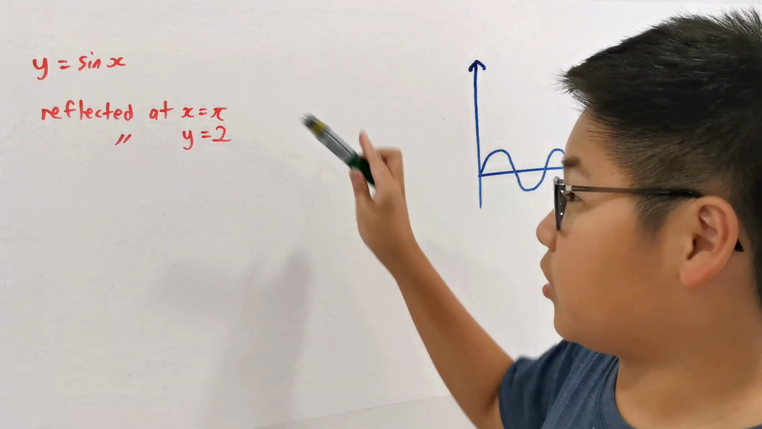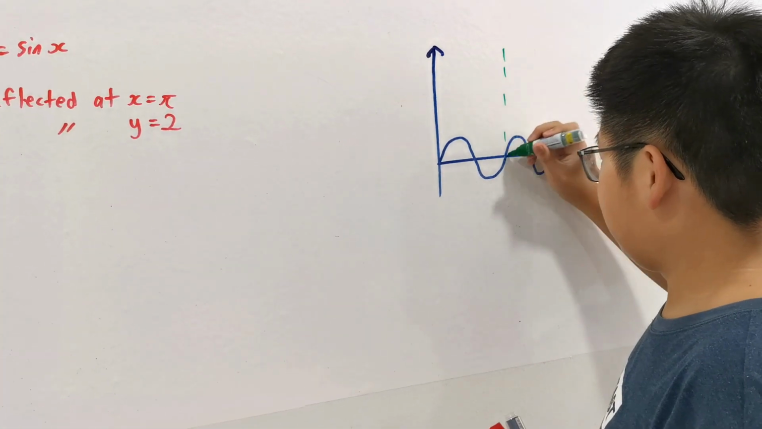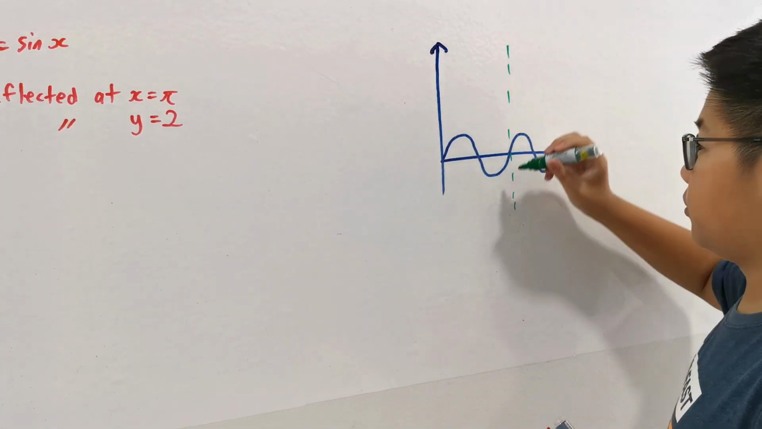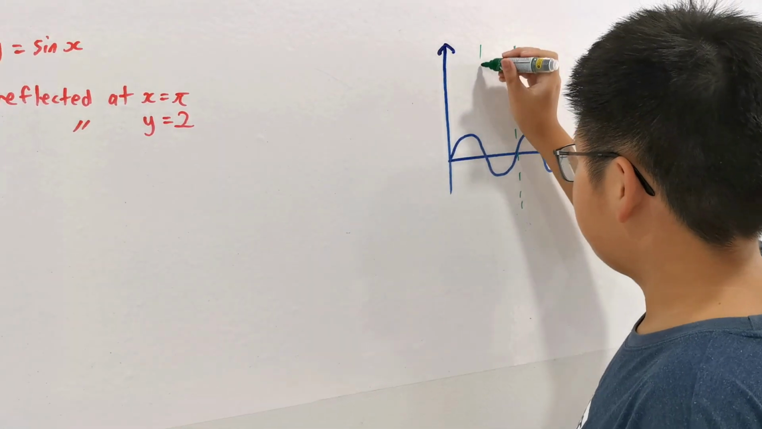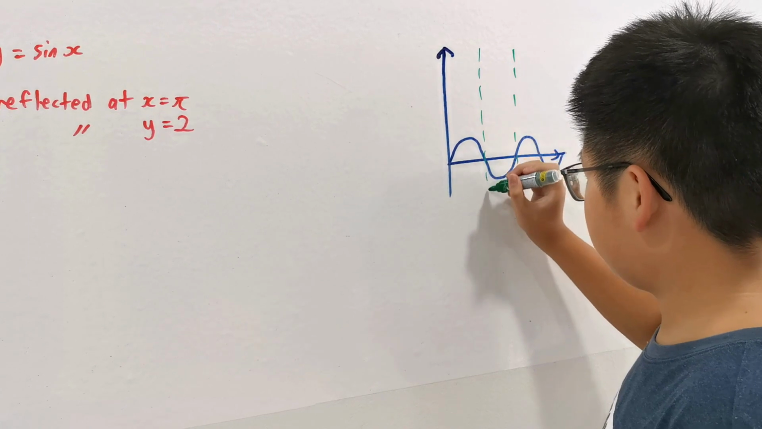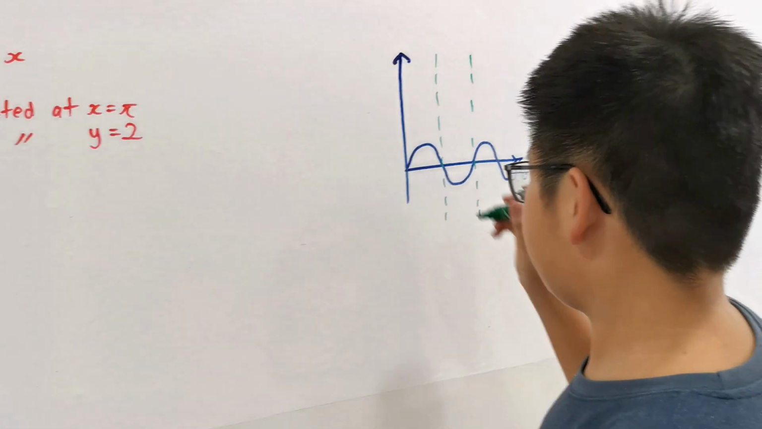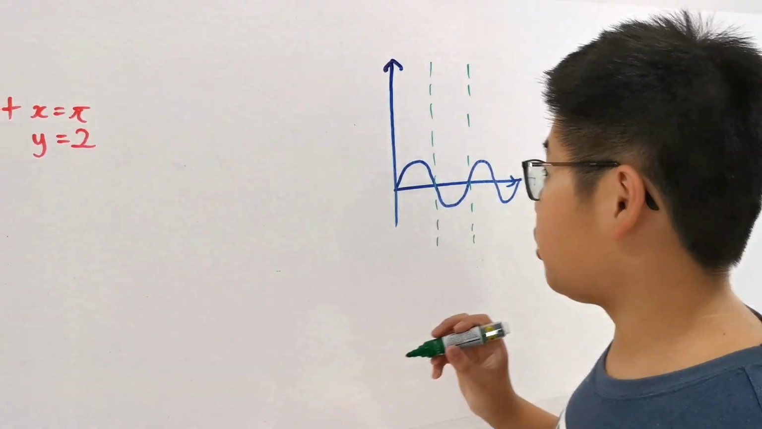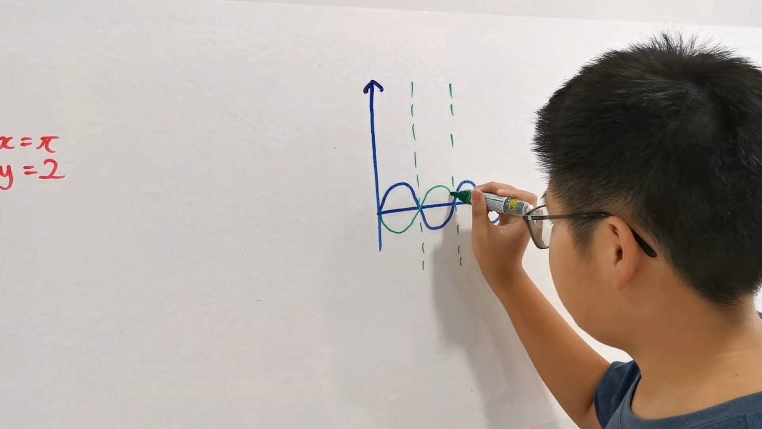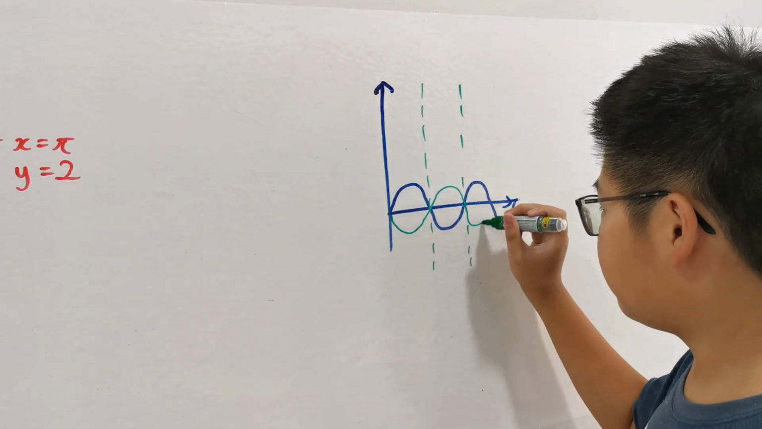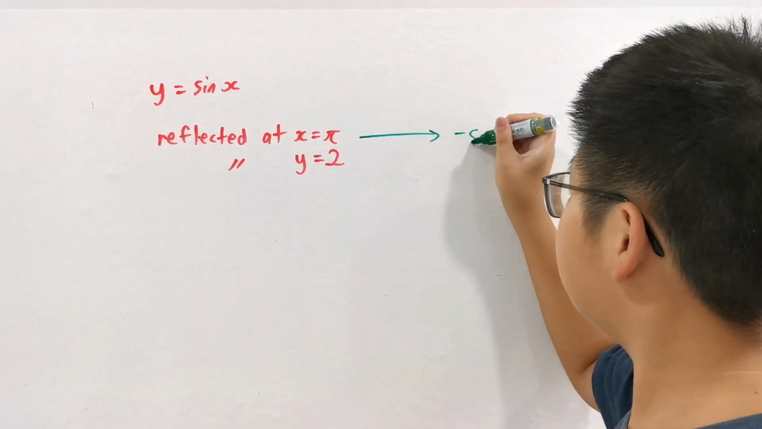First, let's look at the first transformation, reflected at x equals pi. Obviously, this will not take a lot of effort for you to realize that x equals pi. This is 2 pi, don't get confused, but this line is actually x equals pi. And now, if we reflect it, I'm using a green marker for the first transformation, this will become this graph. Look familiar? It's the graph of negative sine x. So let's write here.